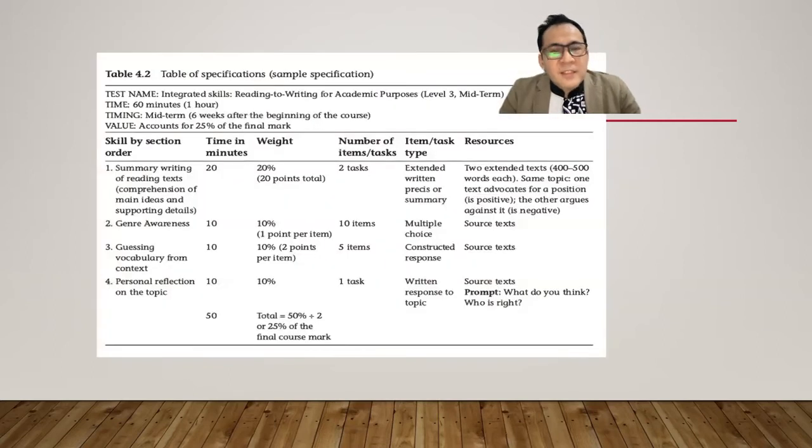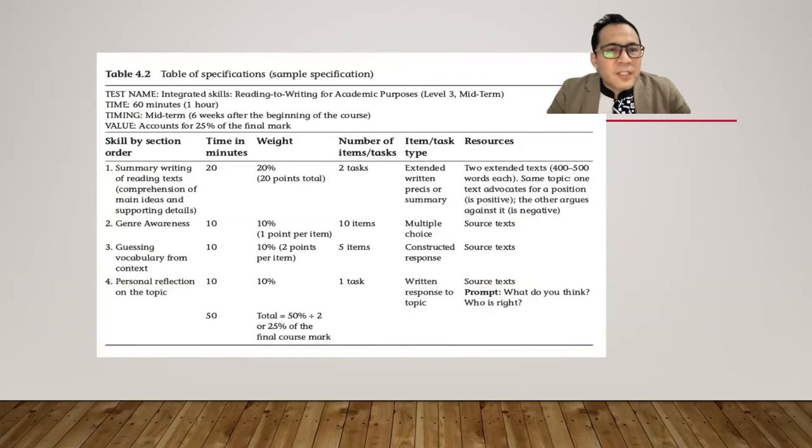Then next, these are examples of test specifications. When you make a test, you have to be able to describe kinds of specifications like this. For example, the skill by section order. You have the skills you have to give in your assessment, and then minutes, weight of the points, the grading, the number of tasks, and then the task type, the resources and so on. And from this test specification, you will have test items in the form of test sets.